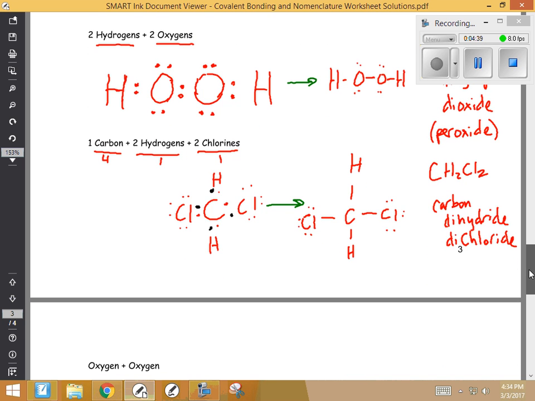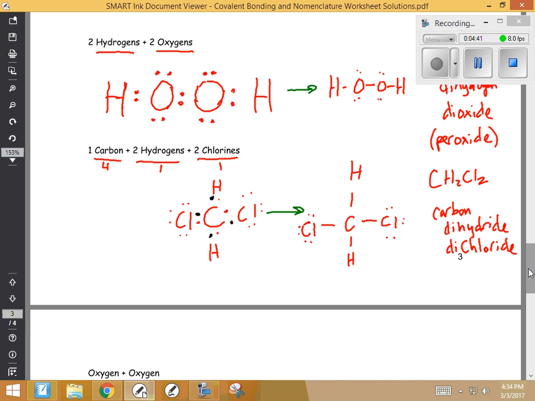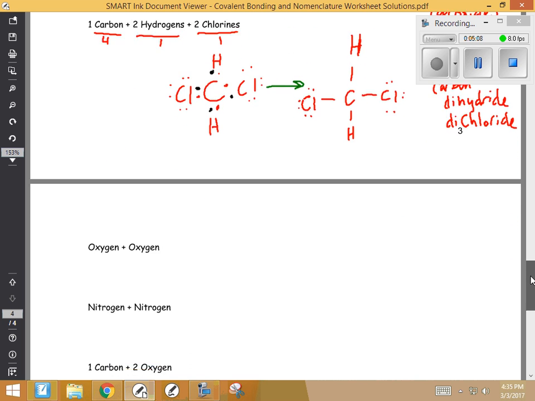Right here, carbon in the center, surrounded by 2 chlorines, 2 hydrogens. Chlorine has 7 valence electrons. This is the dot and stick structure here. Here is the formula CH2Cl2, carbon dihydride dichloride. Now that's not its real name, but that's how I want you to try to name these things.